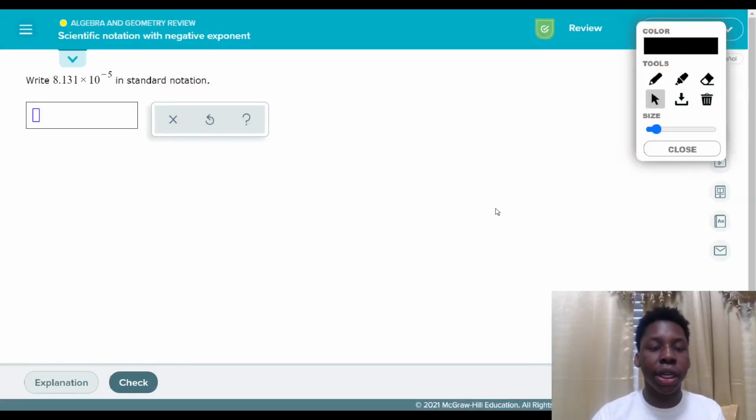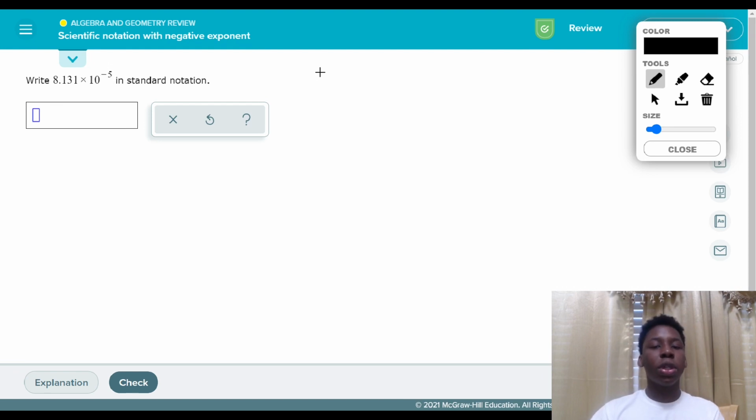My name is Babatunde, and today we're going to be talking about scientific notations with negative exponents. So what this means is we're going to have to be working with exponents, and exponents basically means power. For example, in this question, we're given 10 to the power minus 5. This minus 5 here is called the exponent, and we're going to be working with negative exponents in this case.